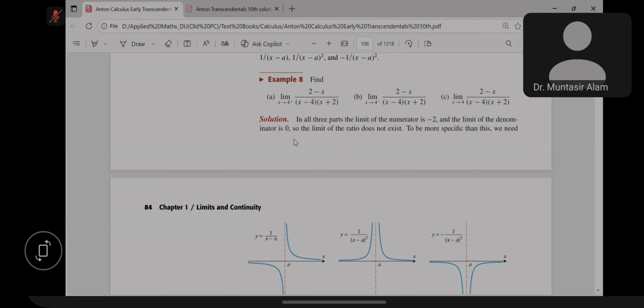So when we approach x equal to 4 from the right hand side, that means we need to take values of x a little bit greater than 4. Do you understand? Yes, sir. So if I take something greater than 4, then the factor x minus 4 will hold a positive sign, right?